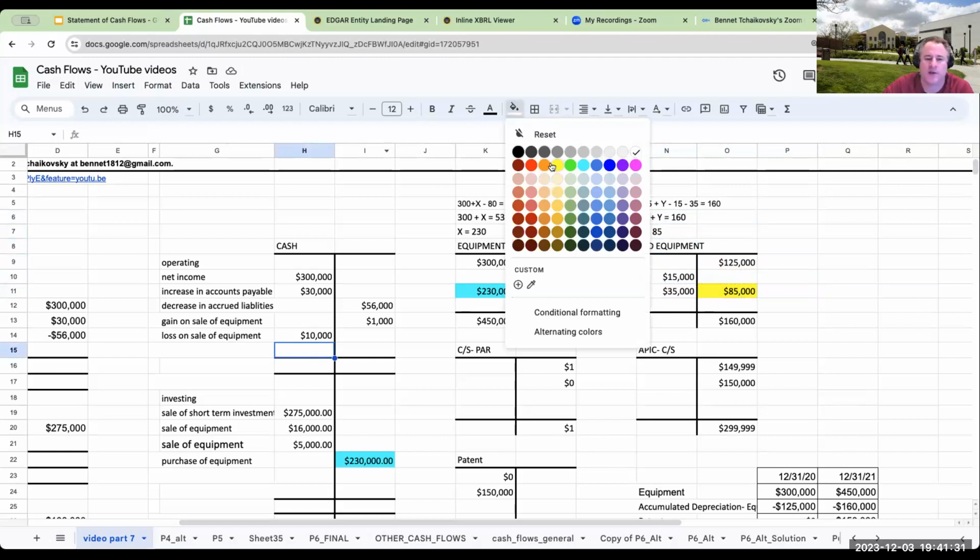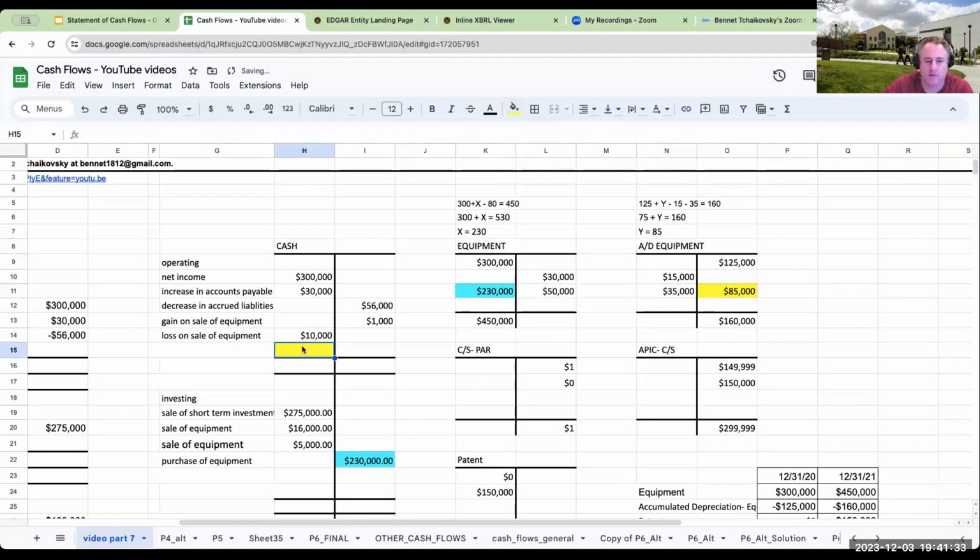This is going to go into the operating section. Very, very important: I do not call this an increase in accumulated depreciation. You're going to call it what it is, which is depreciation expense.